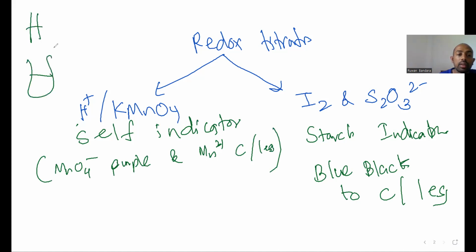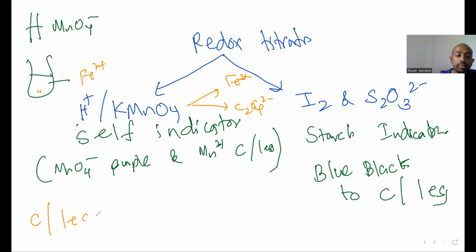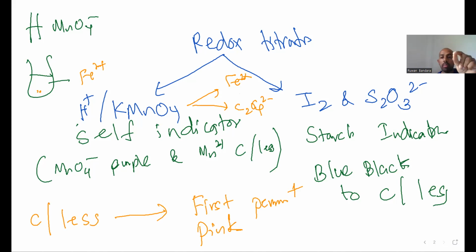So during the titration, usually the MnO4- will be in the burette. And we have two types of titration involving KMnO4, that is Fe2+ and C2O4 2-. Whatever you have used, initial color is colorless. And then the endpoint color change will be first permanent pink. First permanent pink means it should be purple, but one drop of MnO4- in excess of colorless solution makes it pink.